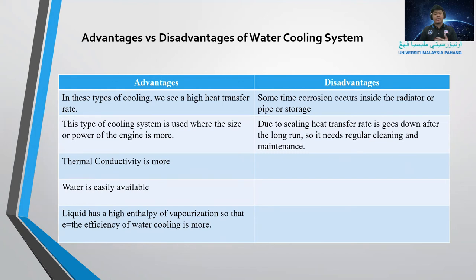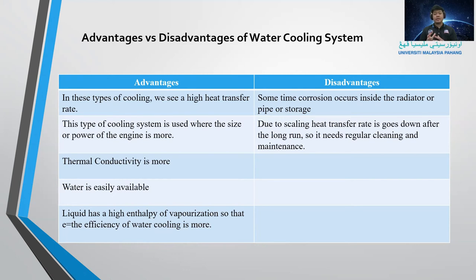And next, this type of cooling system is used where the size of the engine power is small. And then thermal conductivity is small. And then water is easily available. And the last one is liquid has a high enthalpy of vaporization, so the enthalpy deficient of the water cooling is small.